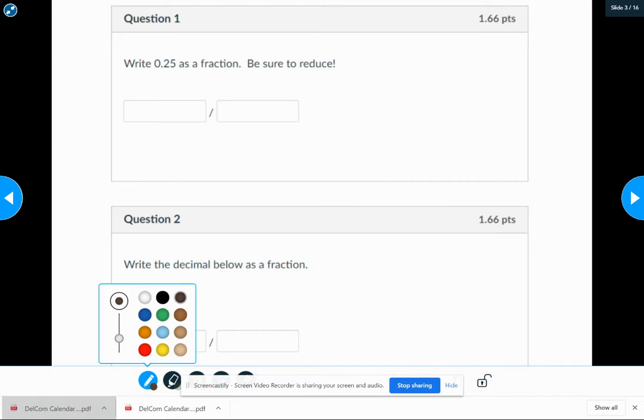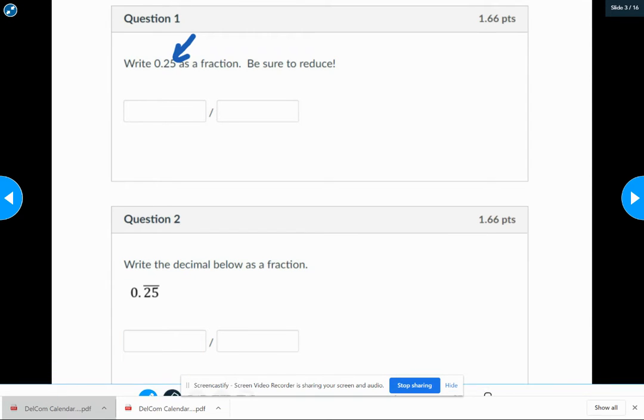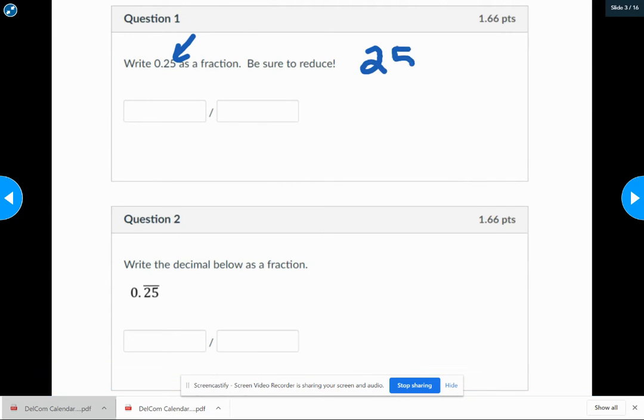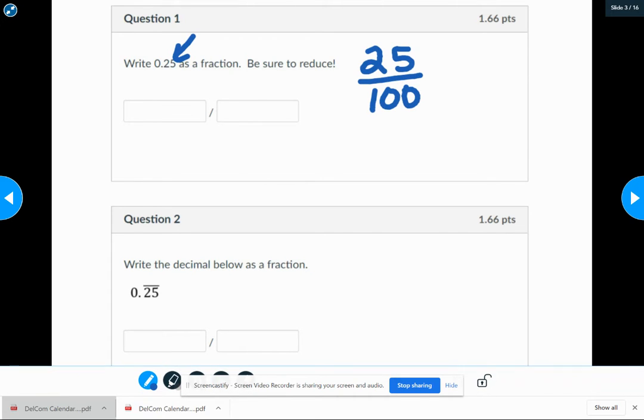Okay, problem 1, 0.25 is a fraction. Okay, what you want to do here is think about the decimal place of the 5. The last digit 5 is in the hundredths place. So you would write this as 25 over 100. Okay, 25 hundredths, 25 over 100.